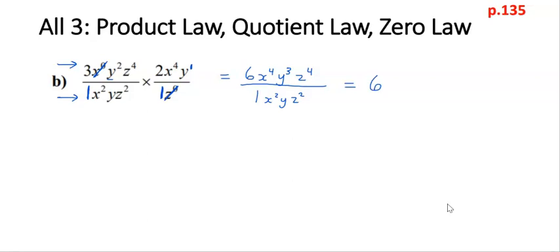And now we need to apply exponents. We are going to subtract our exponents for like bases. So x to the power of 4 divided by x squared. 4 minus 2 is 2. Y to the power of 3 divided by y to the power of 1. 3 minus 1 is 2, y squared. Z to the power of 4 divided by z squared. 4 minus 2 is z to the power of 2. Simplified, this polynomial is 6x squared y squared z squared.